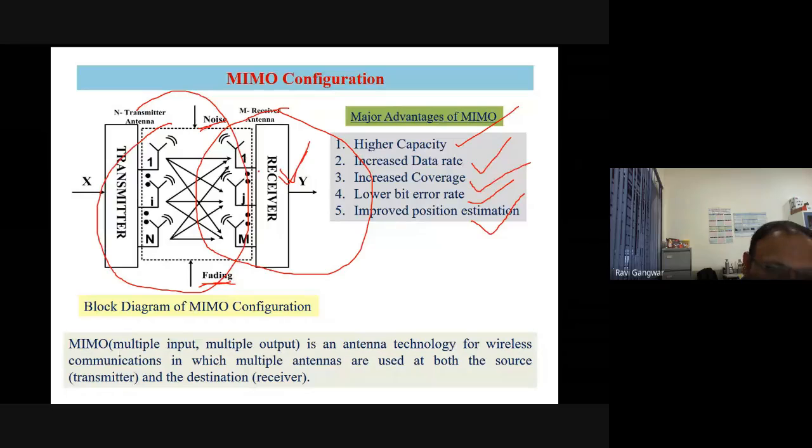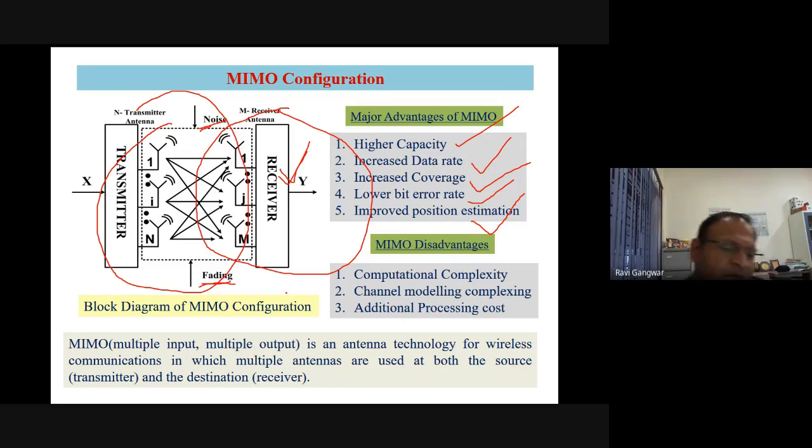But when we have these advantages, definitely the system also has some disadvantages. So what are the disadvantages mainly? We have these three disadvantages, and many more, but the major ones are these three: the computational complexity, channel modeling, and additional processing cost. Computational complexity means, if we say that we have 4 antennas at the receiver side and 4 antennas at the transmitter side, clear? That means a 4x4 combination.